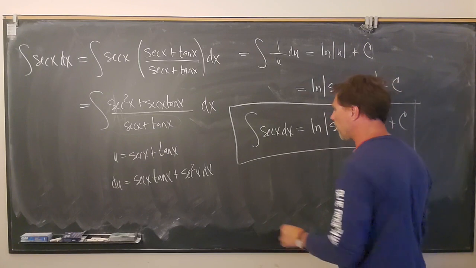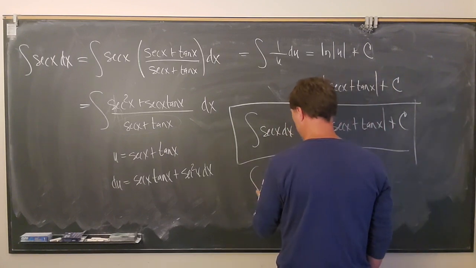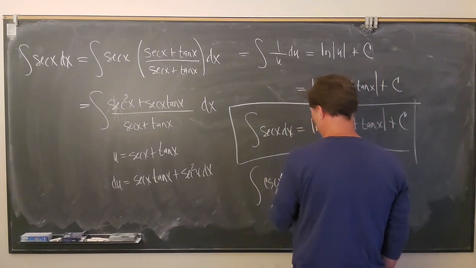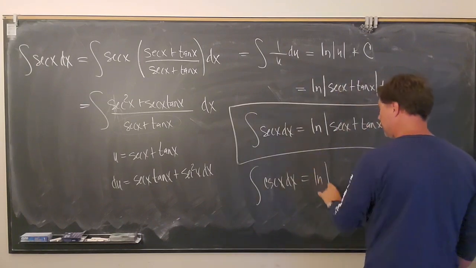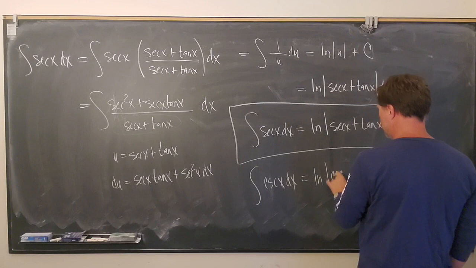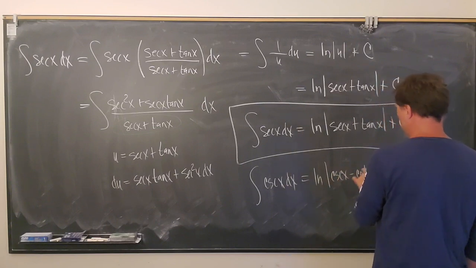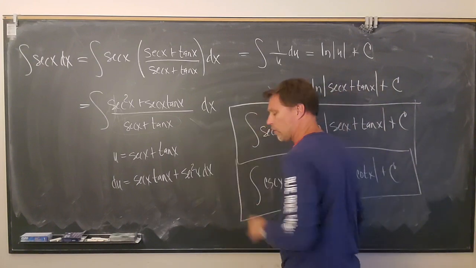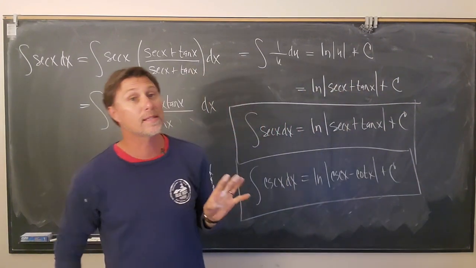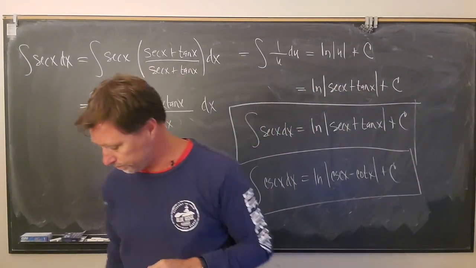A similar trick will allow you to integrate cosecant x. And it turns out this one is equal to natural log absolute value cosecant x minus cotangent x plus c. That's another one. Just memorize that one. Now we have formulas for all 6 of our trig functions.